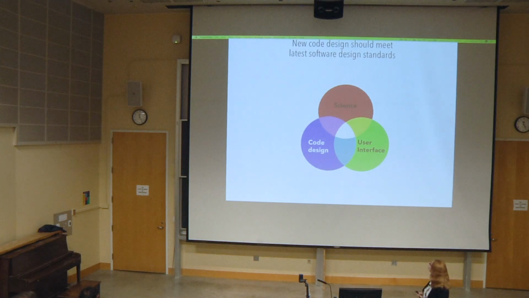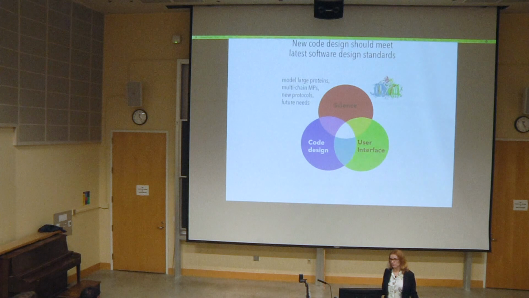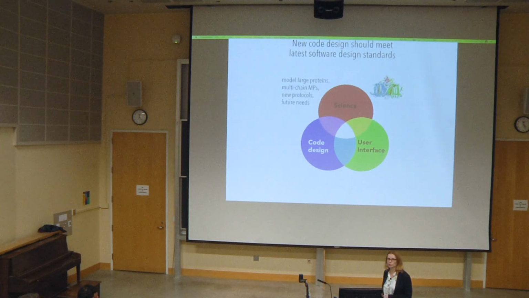So here are just a couple of design standards that we set out to make this happen. First of all, of course, we wanted to create new science. So we wanted to model large proteins. Rosetta was not set up for that, or still is not necessarily set up very well for this. We wanted to model multi-chain membrane proteins. We wanted to implement new protocols, and we also wanted to think about, well, what do we want to model in the future? What do we want to model 10 years from now? We wanted to make sure that the code is general, that it is maintainable, and that it is extensible.